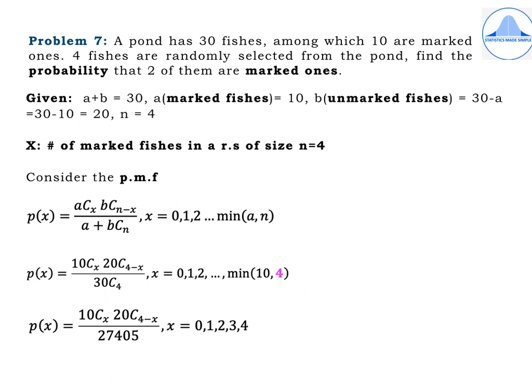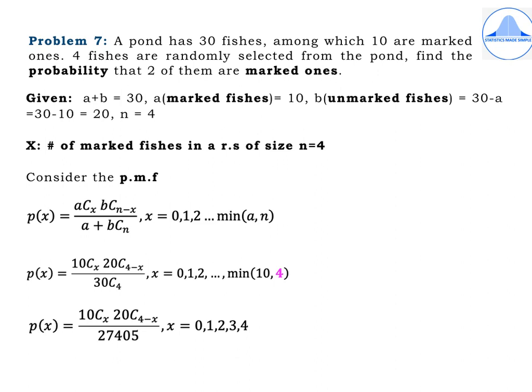So start with the given part, that is A plus B equal to 30. Now the question which is asked is find the probability that 2 of them are marked ones. So because the probability is related to marked ones, A will be the number of marked fishes, which is 10, and B will be the number of unmarked fishes. And how do you calculate it?